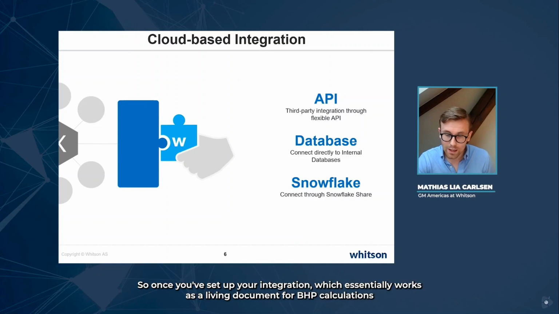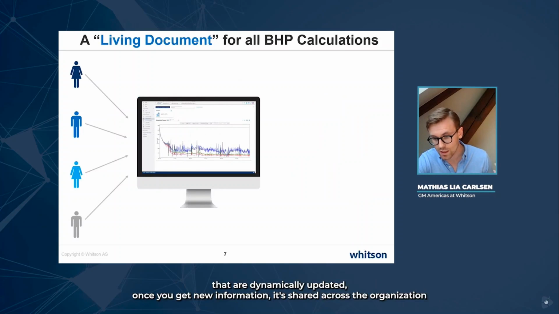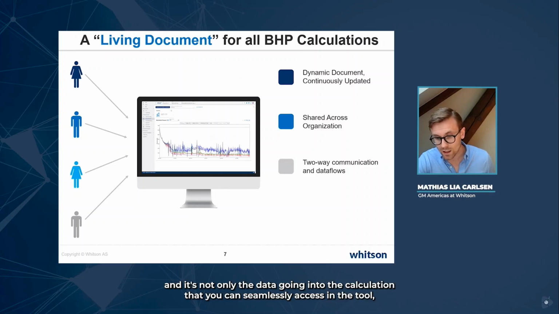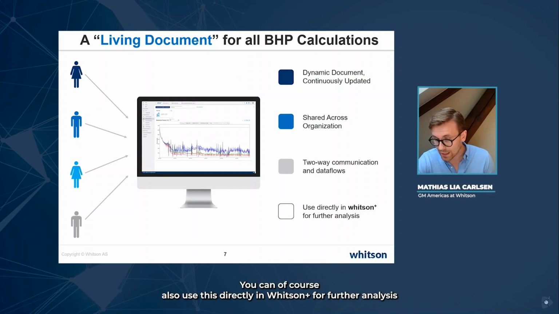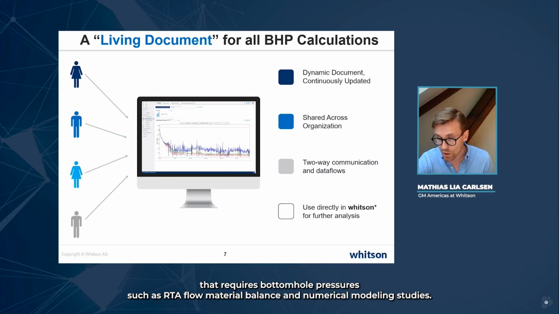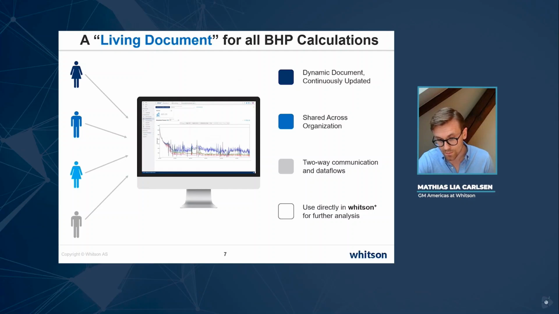So once you've set up your integration, Whitson Plus essentially works as a living document for BHP calculations that are dynamically updated once you get new information. It's shared across the organization, and it's not only the data going into the calculation that you can seamlessly access in a tool, but it's also the actual calculations that you can pull back into your internal databases and systems. You can, of course, also use this directly in Whitson Plus for analysis that requires bottom hole pressures, such as RTA, flow material balance, and numerical modeling studies.